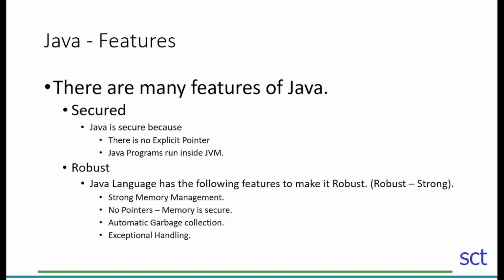The other features are, it is secured. Java is a secured language because it doesn't have an explicit pointer, and Java programs run inside the JVM. We'll come to this JVM a little later. JVM is nothing but Java Virtual Machine. It is a robust language because it has strong memory management. Since there are no pointers, memory is secured. It has automatic garbage collection, and it also has exception handling features.